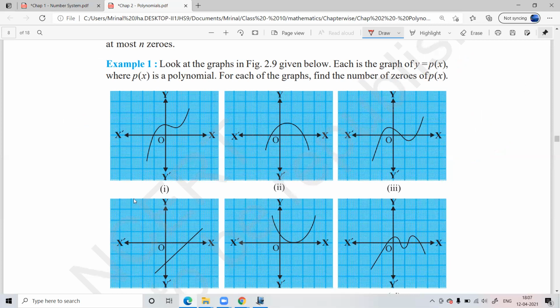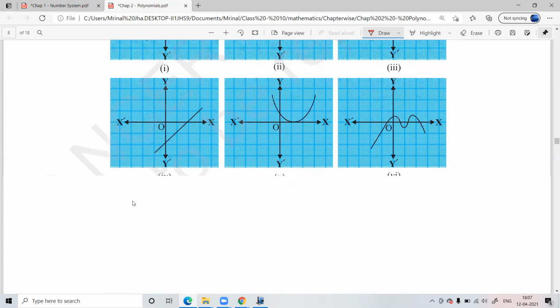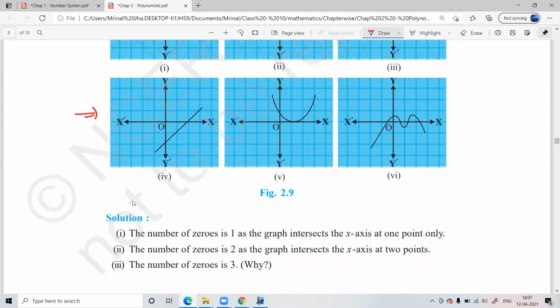Okay. Now you can answer me. What is the answer for the first one? How many zeros does it have? 1. Yes, very good. It passes through the x-axis only once, so it has 1 zero. Okay. Second one, this one? 2. 2 zeros. Very good. This third one? 3. 1, 2, and 3. 3 zeros. Very good. This one? 1. Yes, only 1 zero passes through here. So it has only 1 zero.